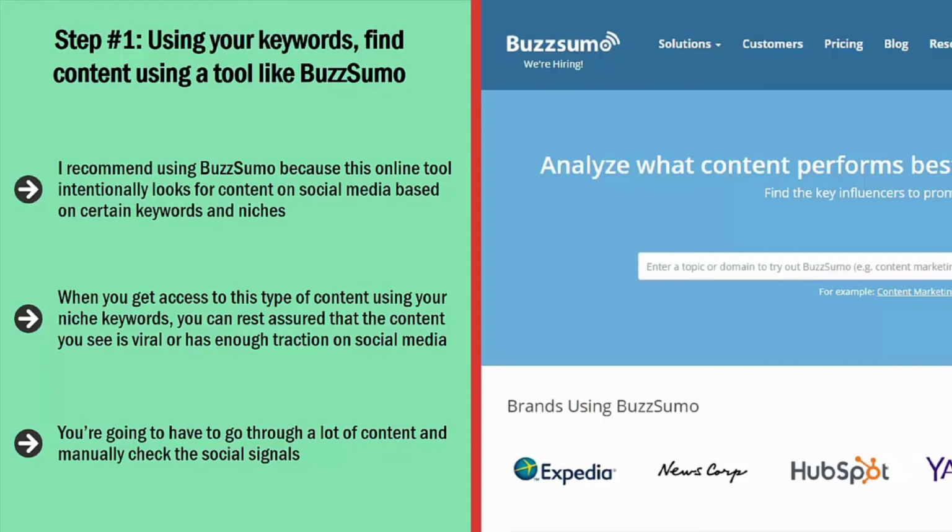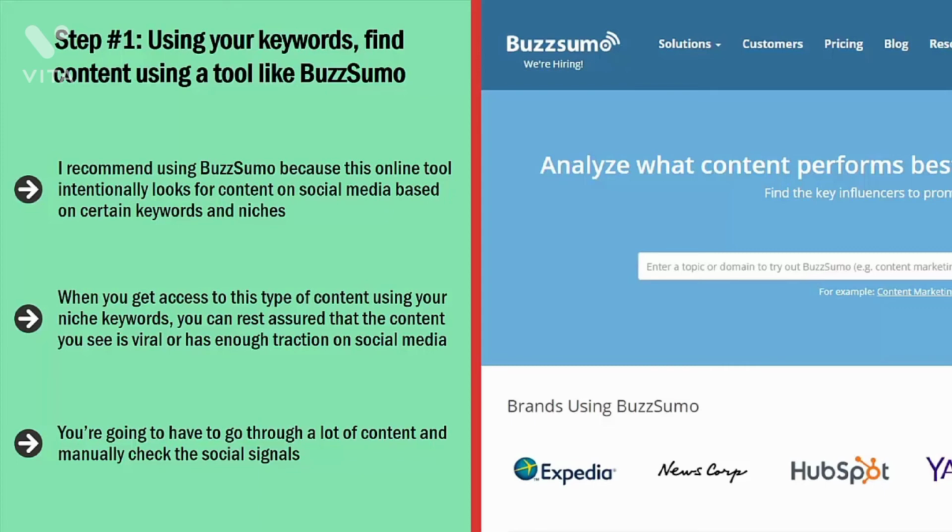You don't have to use BuzzSumo. There are other similar tools out there. Regardless, you need to use that kind of tool. Otherwise, it's going to be very hard for you to do this manually. You're going to have to go through a lot of content and manually check the social signals. It's very tedious.